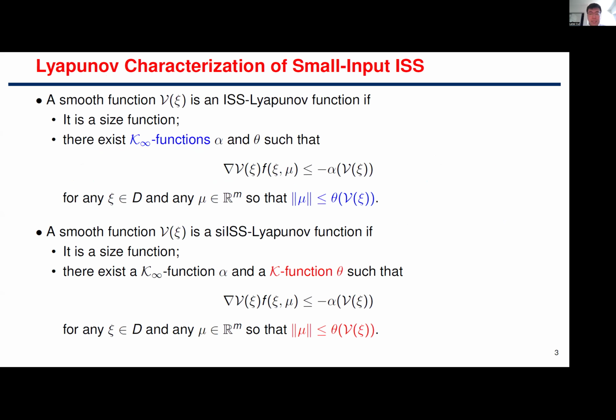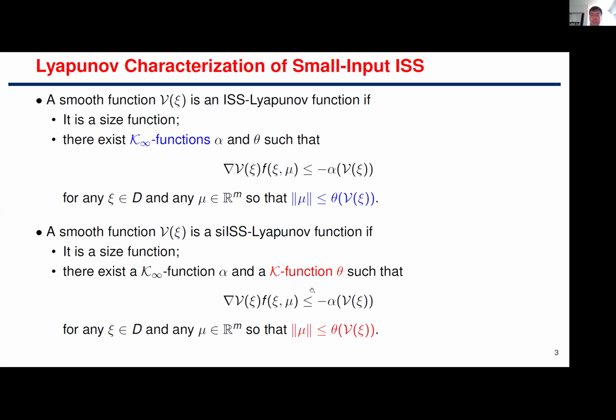For ISS, we have a good ISS Lyapunov characterization. It tells us that if V is a Lyapunov function, it is a size function. And then for any size of the state which is larger compared to the noise, the derivative of our Lyapunov function should be negative definite, right? But for small input ISS, the Lyapunov function is slightly different. We still use the size function for the Lyapunov function, and secondly, if the input is smaller than some class K function of the size of the state, then the derivative of the Lyapunov function should be negative definite.